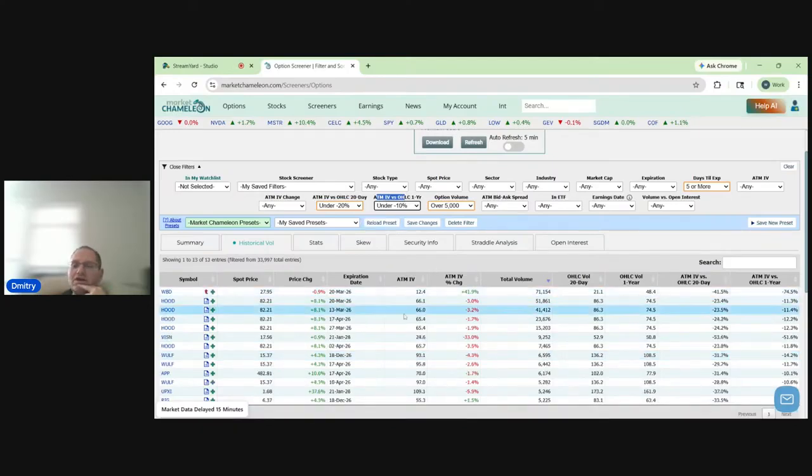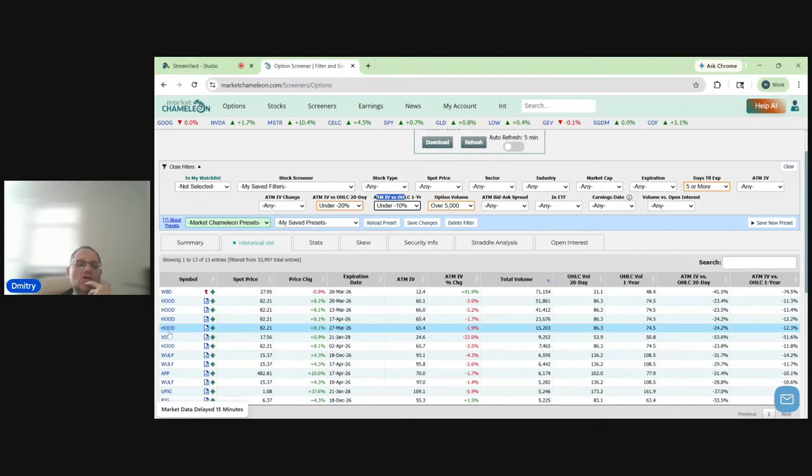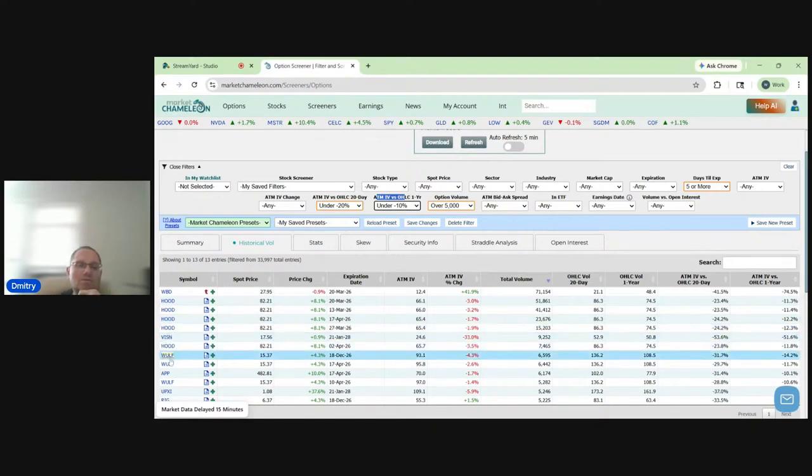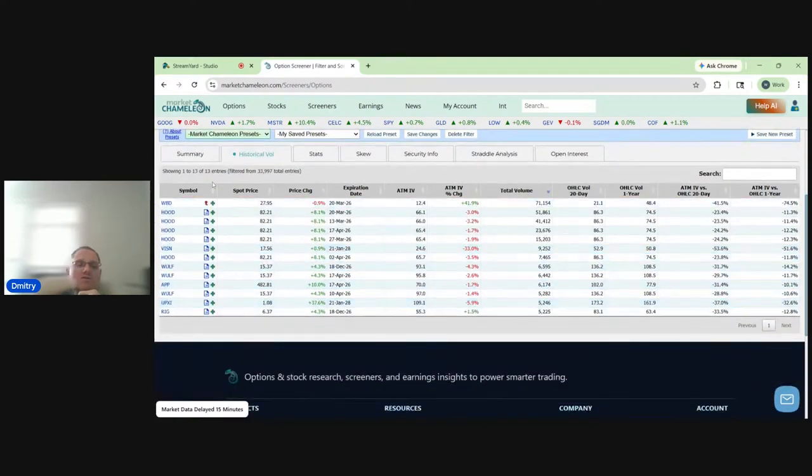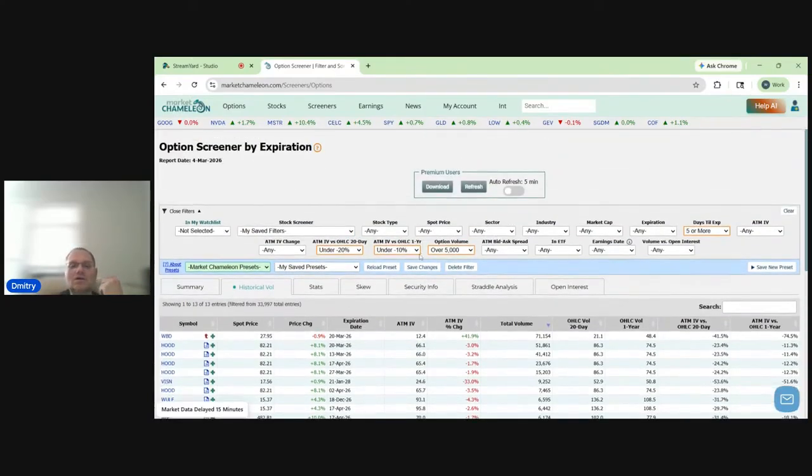Okay, so now we have, HOOD is still on there, and some of these other ones, but now we're down to 13. So we went from thousands, 33,000 potential candidates, down to 13. We could also go the opposite way and look for ones that are over.